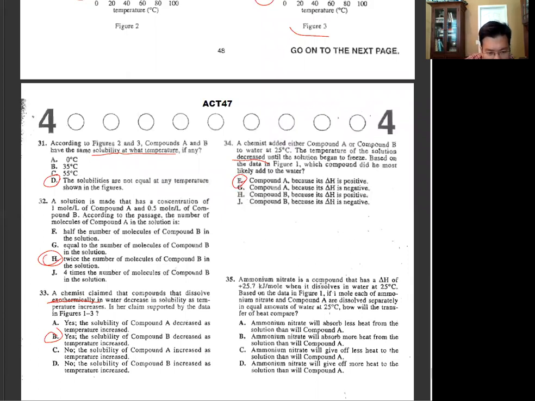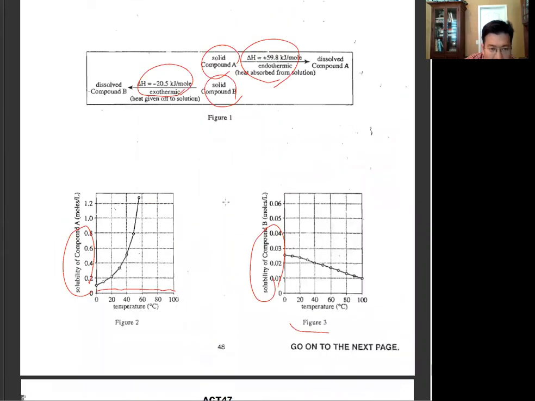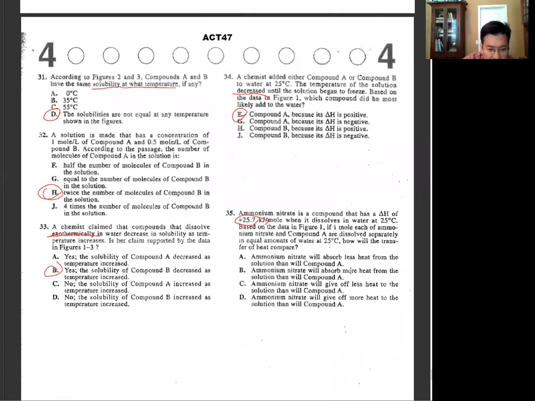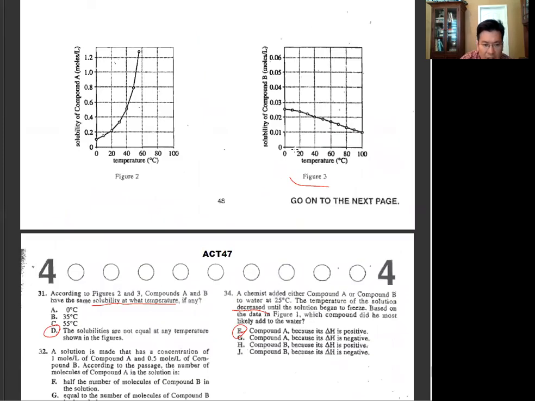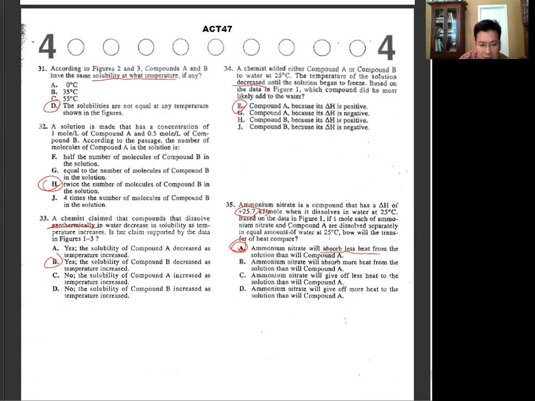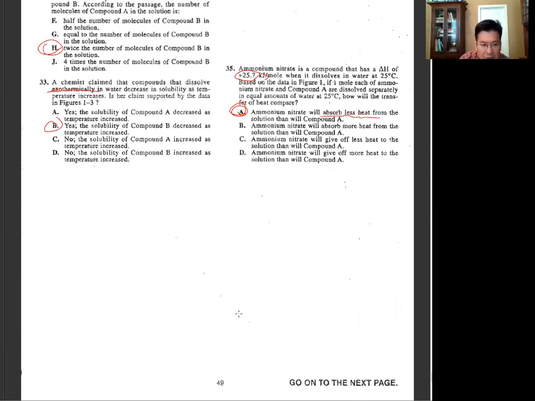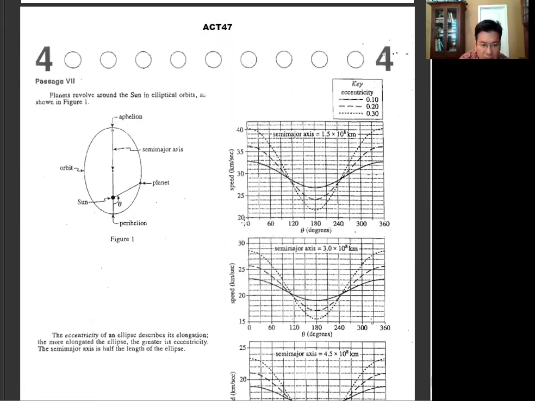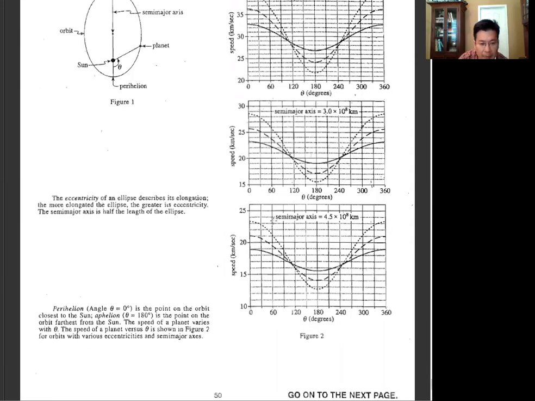Ammonium nitrate is a compound whose delta H is positive, which means that's compound A. So, and then dissolve at 25 based on figure 1. It will absorb less heat from the surroundings, yeah, it's A. Because A is 40 something, 59.8. So obviously this 25.7 is less. And then that's what it is. And also it is endo, that's why it absorbs.